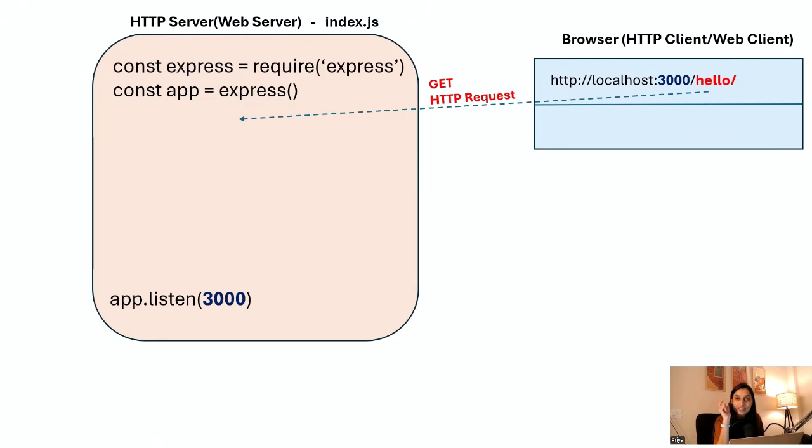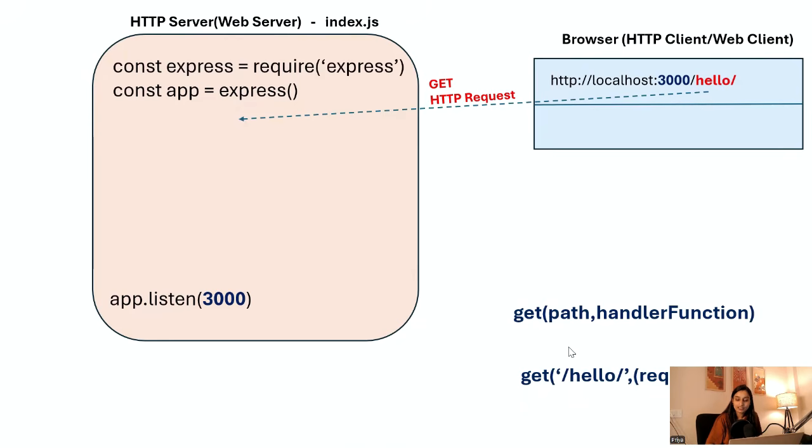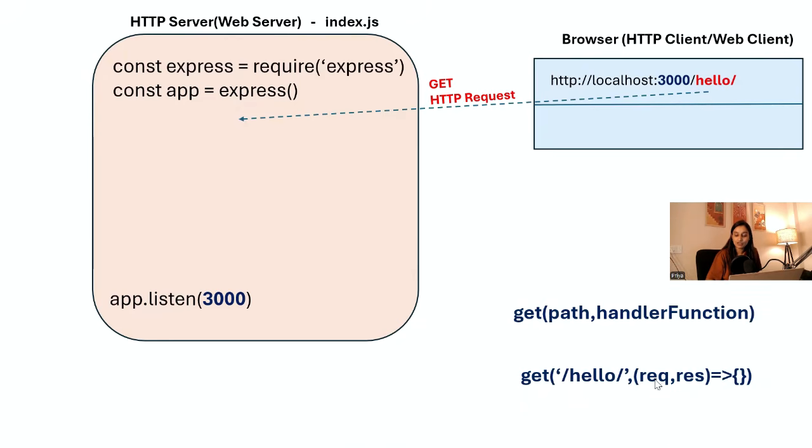API means application programming interface. If you want your server and your client to communicate with each other, you need an API. So we created our first API. To create the API, we have to use one of the HTTP methods. First is the get method, because the type of request is get. The get method accepts two parameters. One is the path, second is the handler function. So we gave the path like this, slash hello slash, and our handler function like this.